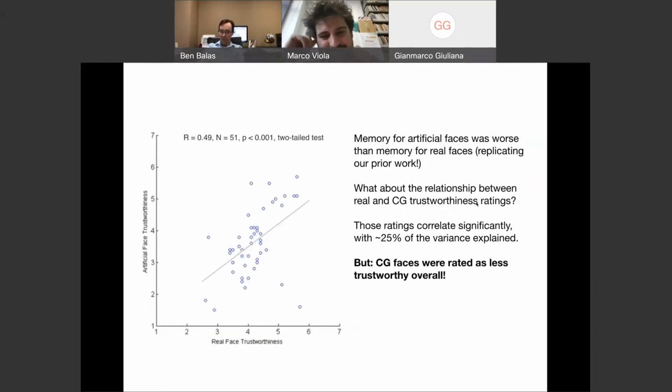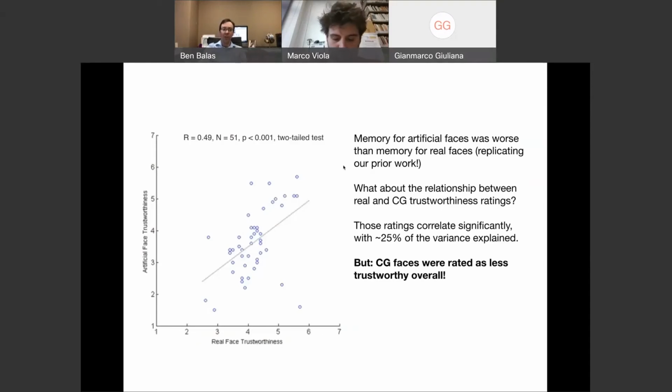What about the relationship, though, between how you estimate trustworthiness in the real and artificial images? Well, there is a significant correlation to the tune of an R of like 0.5, which means we're explaining like 1/4 of the variance in our data from the real faces using the artificial faces. But the really cool thing that we see out of the scatter plot is that our computer-generated faces overall are rated as looking less trustworthy. So imposing artificial appearance on our images makes these faces look systematically less positively valenced. They look less like you can trust them. So already that's kind of an interesting hint that artificial appearance does matter in terms of how you assess some social variables.